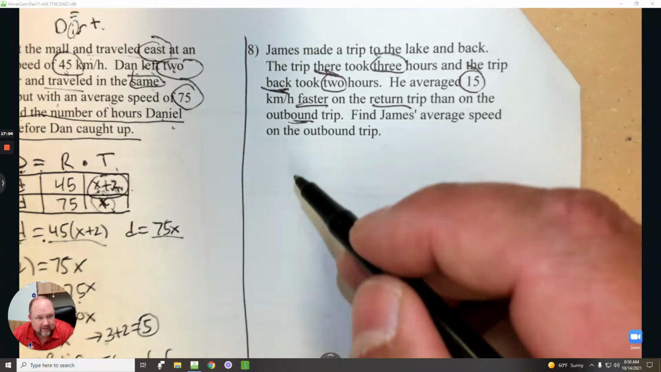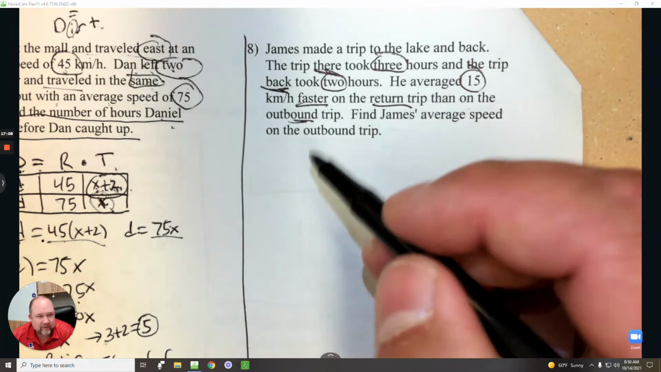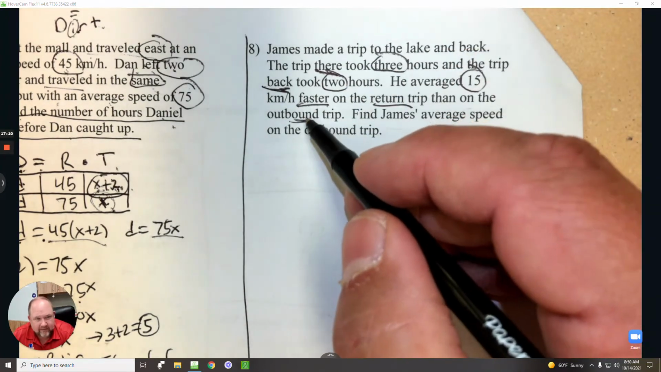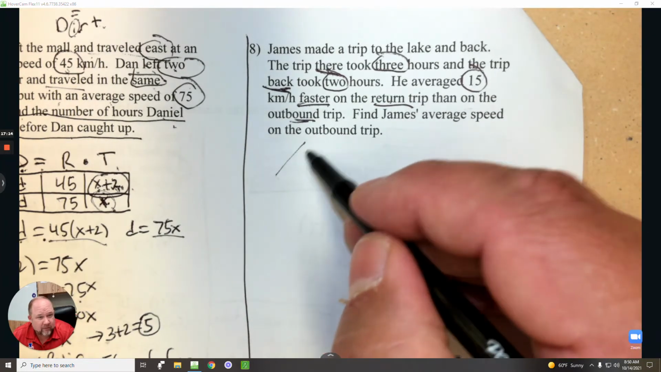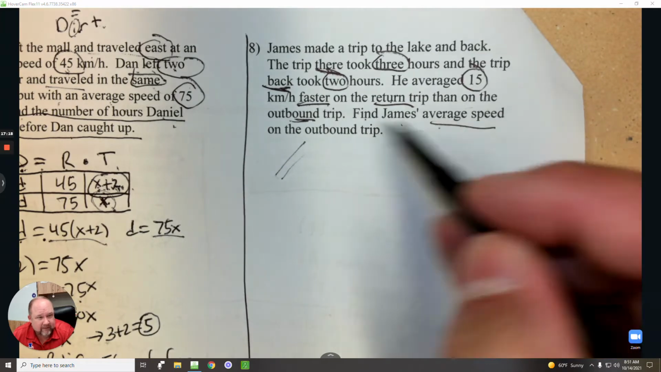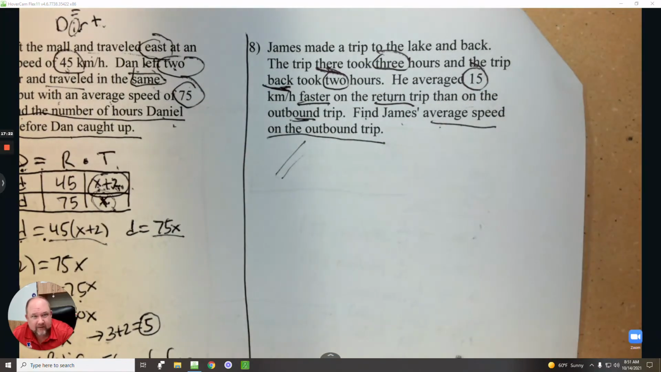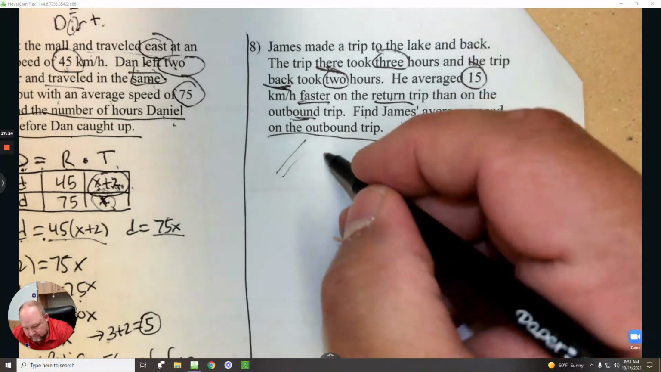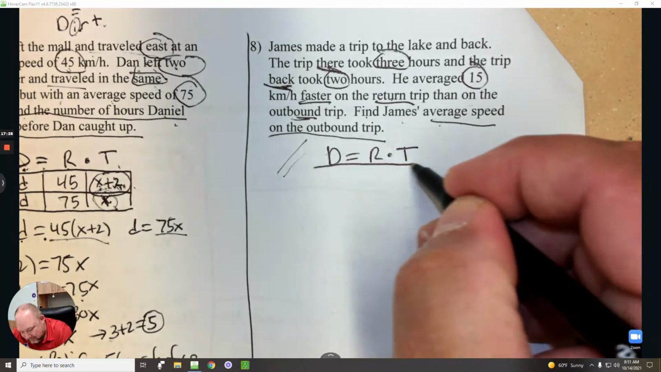Outbound means the first part, the there part, compared to the return. So as you go out or come back in. Find James's average speed on the outbound. So that's the first trip there, not the trip back. This is a dirt problem that we're going to organize together.